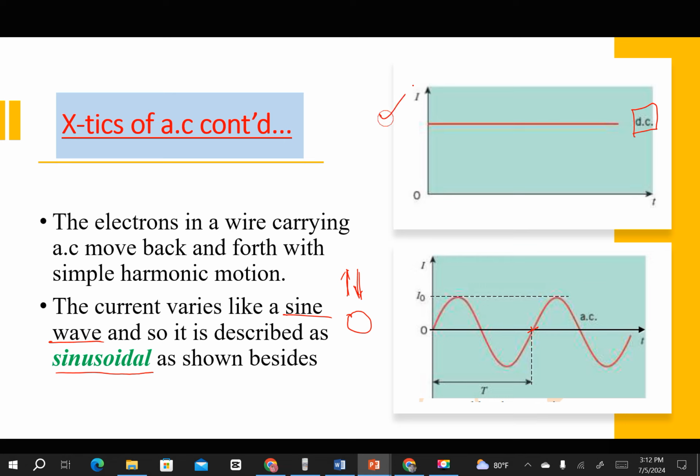So for the first graph, we have direct current. For the second graph, we have alternating current. At some point, the electrons move in one direction. At some point, the electrons change direction. So that means the current is going to be both positive and negative, unlike the direct current, which is only in one direction, flowing from the positive terminal of the battery to the negative terminal of the battery.